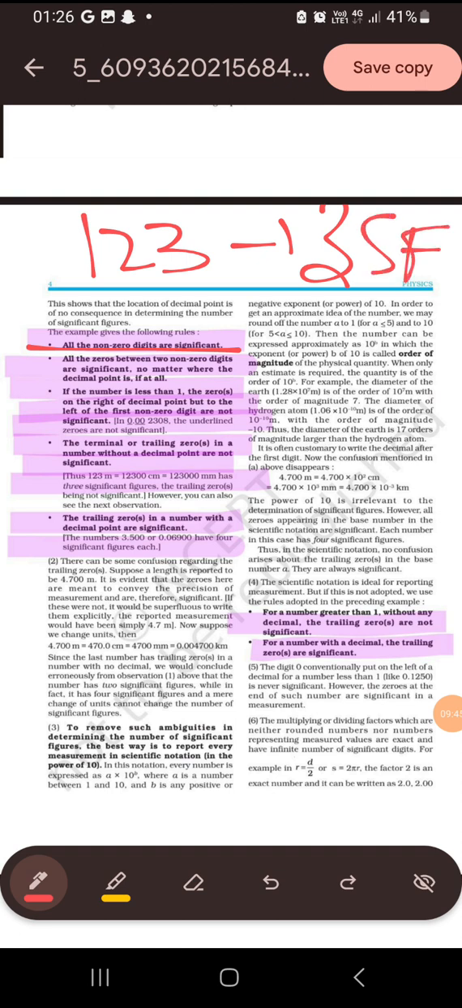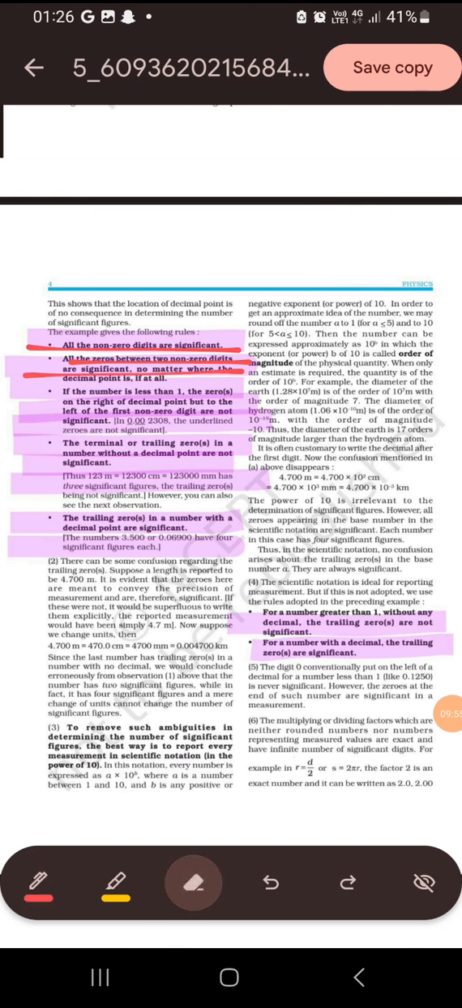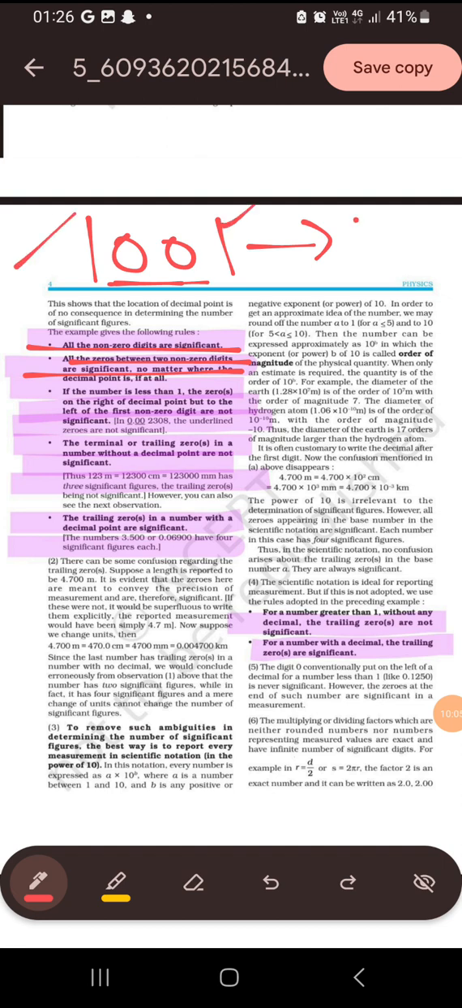First, all non-zero digits are significant. All the zeros between two non-zero digits are significant. For example, 1 0 0 1. These are two zeros which are between two non-zero digits, correct? So here there are four significant figures.